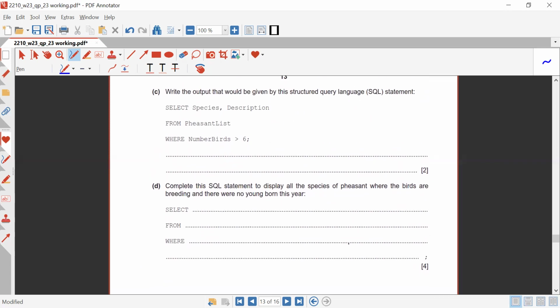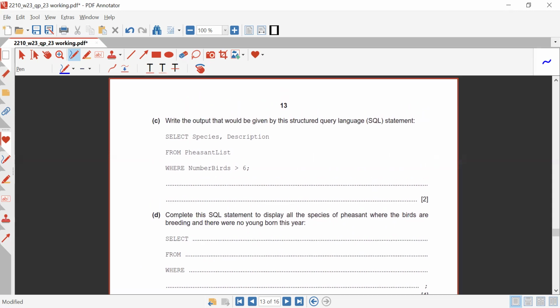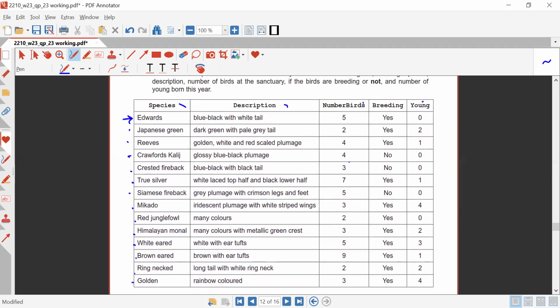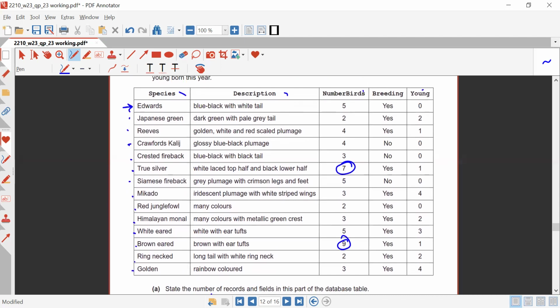Okay, coming towards part C. What does part C say? It says write the output that would be given by this structured query language statement. Okay, they are going to select the species and the description from the peasants list where number of the birds is greater than 6. So this one will be counted and this one will be counted. So first of all, it's true silver, and the description is white lace top half and black lower half.